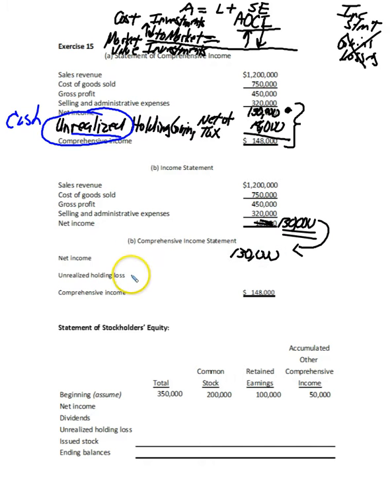And then we'll show the unrealized holding gain or loss. In this case, it's a gain, isn't it? Of $18,000. And we get the same bottom line, $148,000, whether you do it this way or that way. But as an accountant, you have an option, whatever you want to do.